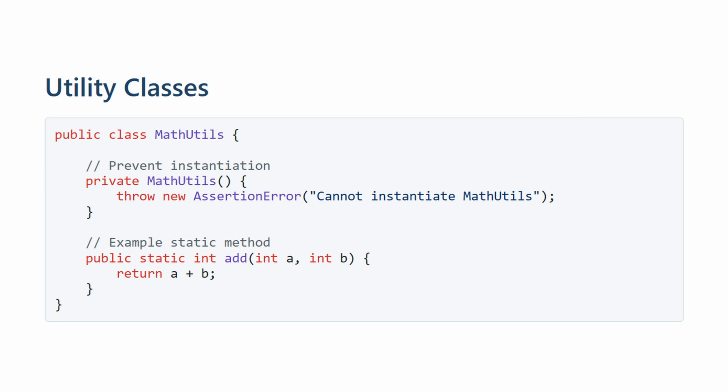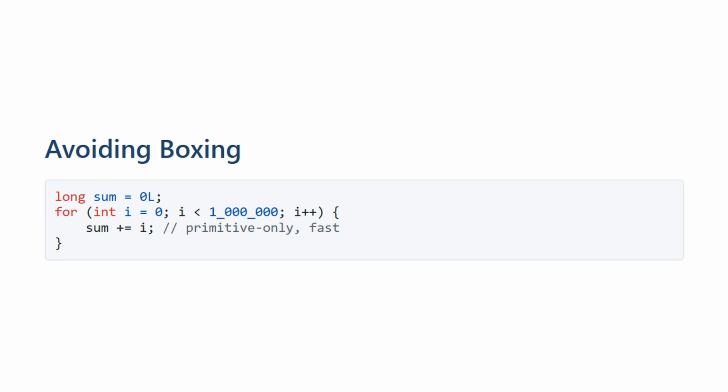Here's what's happening. The constructor is private, so no one outside the class can call it. Inside the constructor, we throw an AssertionError to prevent accidental calls from within the class. The comment explains the intent. This class is a utility holder, not meant to be instantiated. This pattern makes your intent clear and prevents misuse.